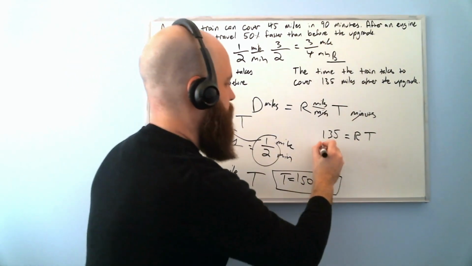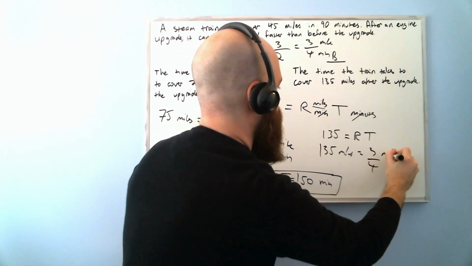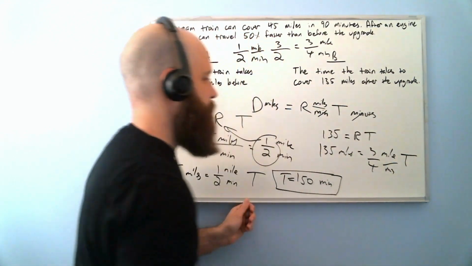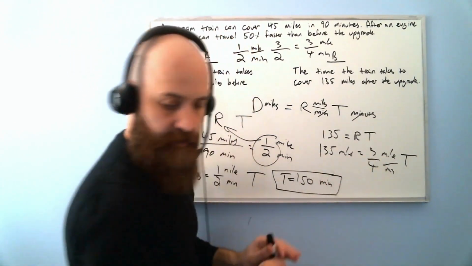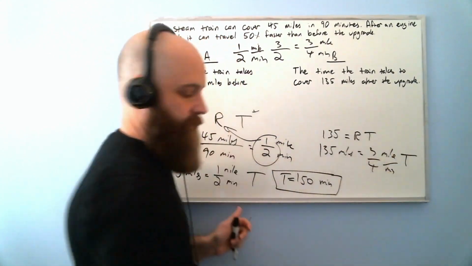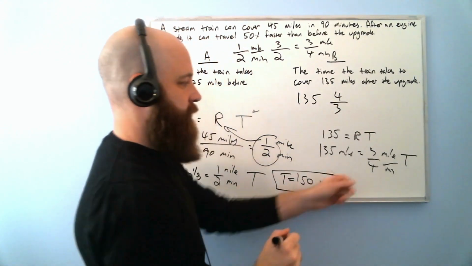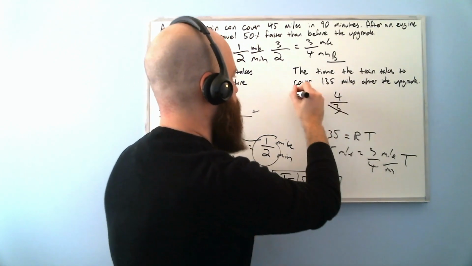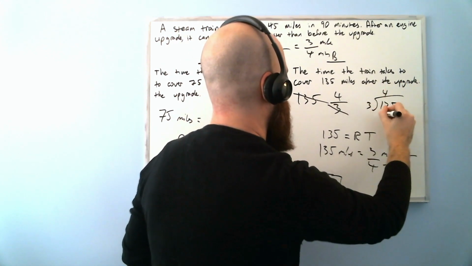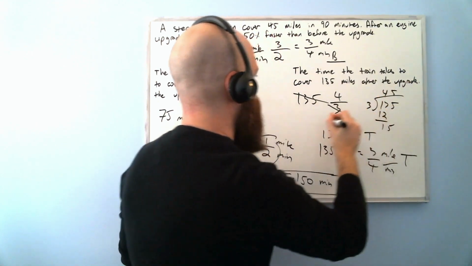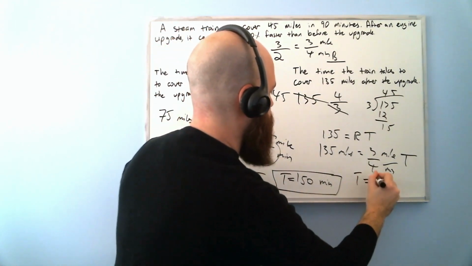Let's plug that in for the rate. 135 miles equals 3 over 4 miles per minute times t. If I solve this, I should get time in minutes. So I'll do 135 miles times 4 over 3 to solve for t. 135 over 3: 3 into 135, I get 45. 45 times 4, that's 160 plus 20. So here t is 180 minutes.